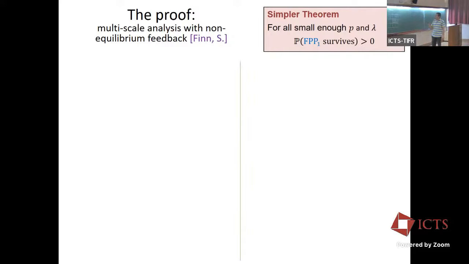Okay, so let me look at a simpler theorem. Let's try to prove that FP1 survives with positive probability for p and lambda small, both small. I can take both simultaneously small. Okay. Let's try very simple.